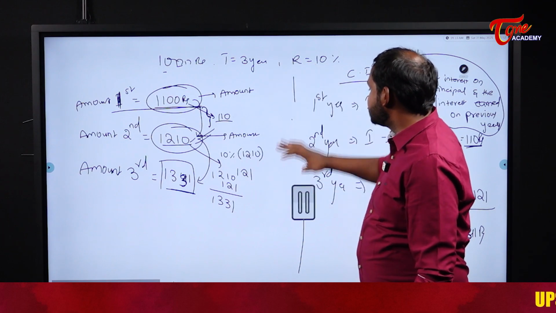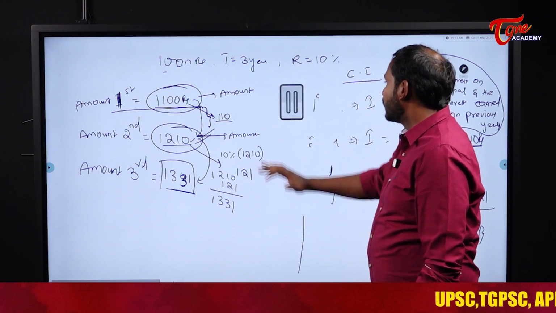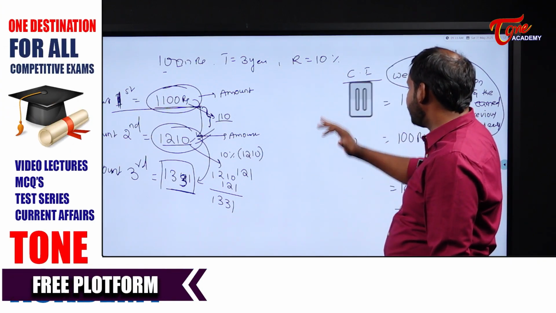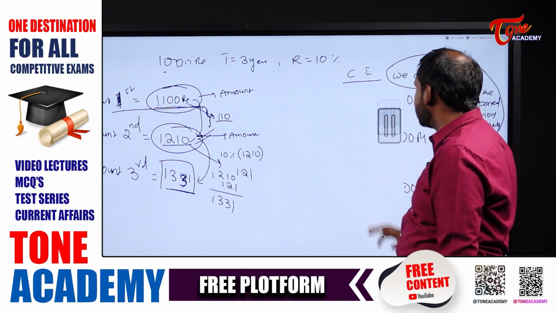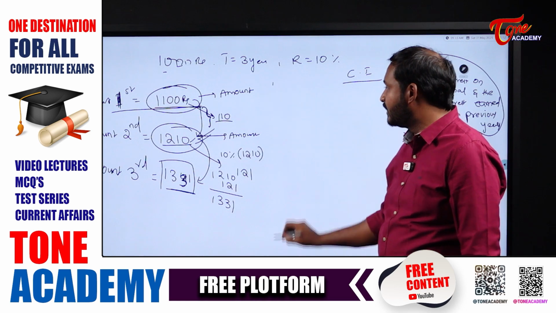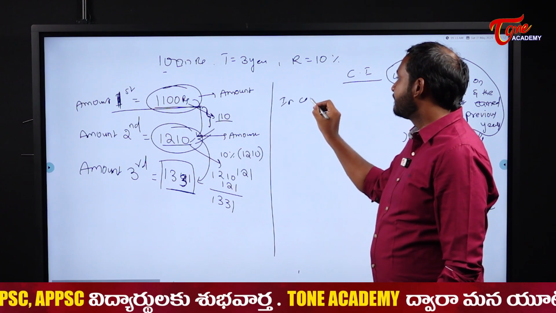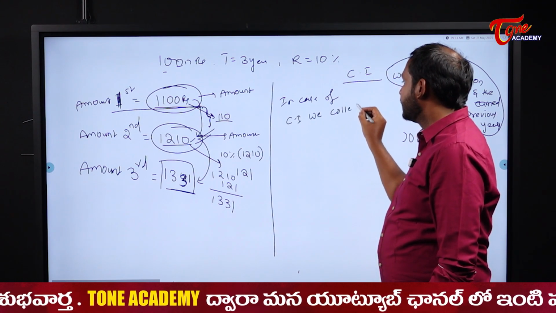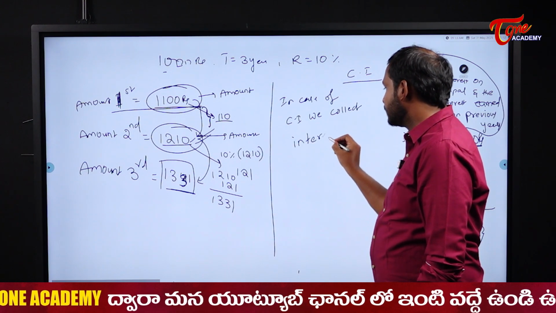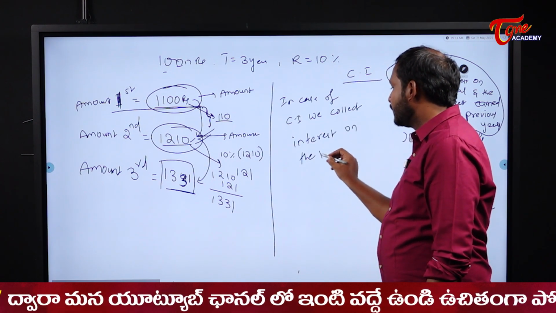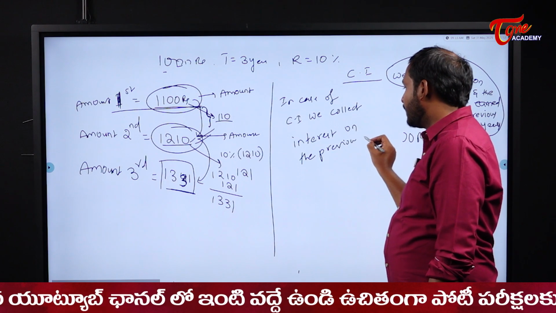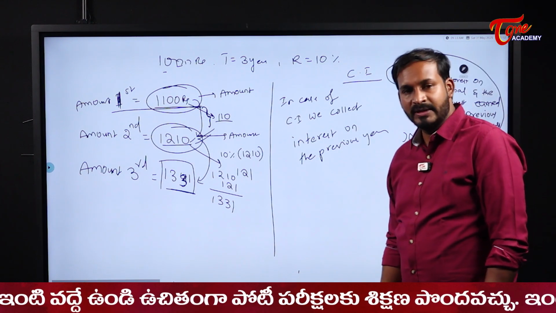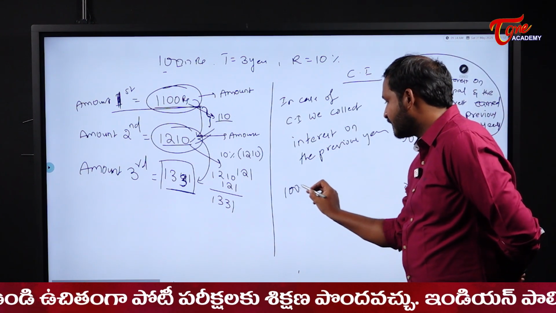What we can write here is: in case of compound interest, we collect interest on the previous year's amount. Okay, understood?